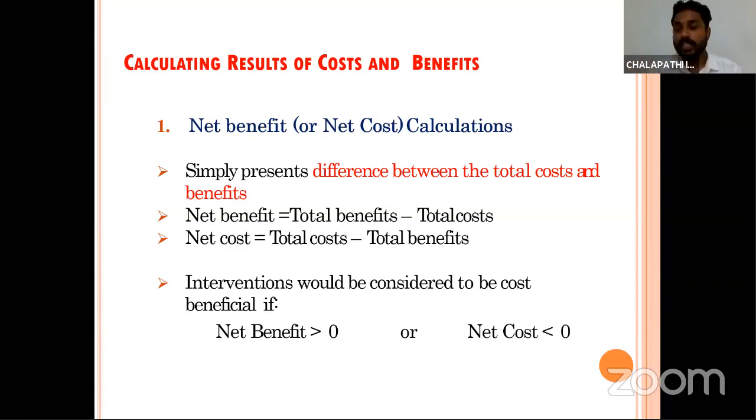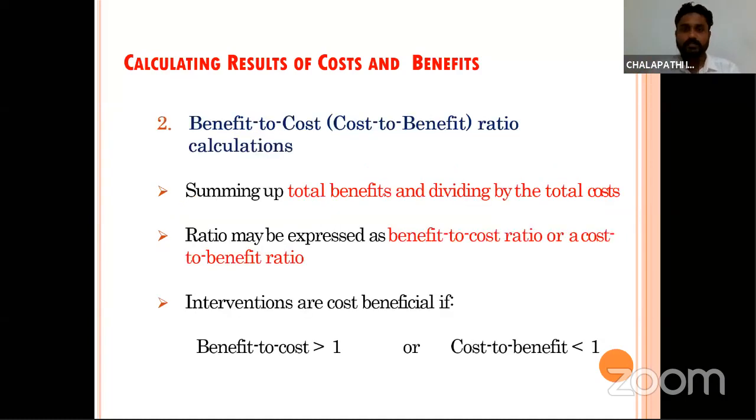So you can say that it is effective if the difference of total benefit minus total cost comes out more than 0, it is cost beneficial. If it is less than 0, it is not cost beneficial. Clear? Now, benefit to cost ratio. In a similar way, you divide the benefit by the cost, or the cost by the benefit. If the ratio comes above 1, it is beneficial. If it is less than 1, it is not beneficial. This is how we calculate the outcomes.